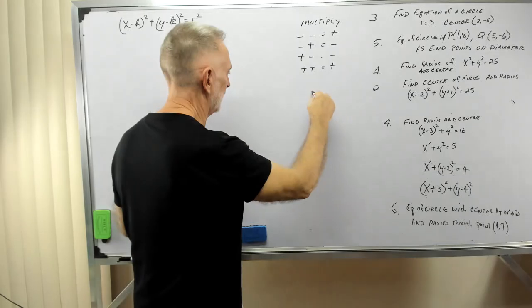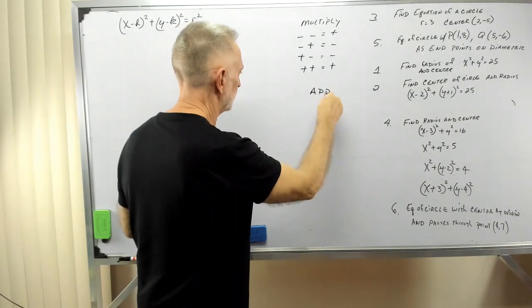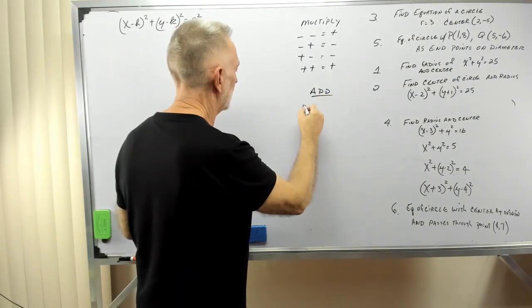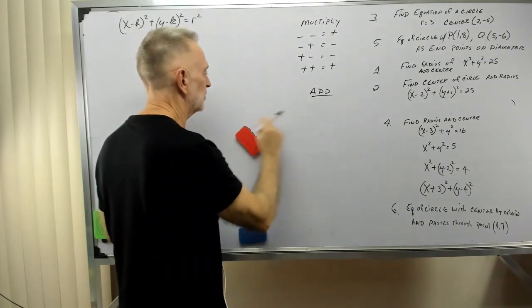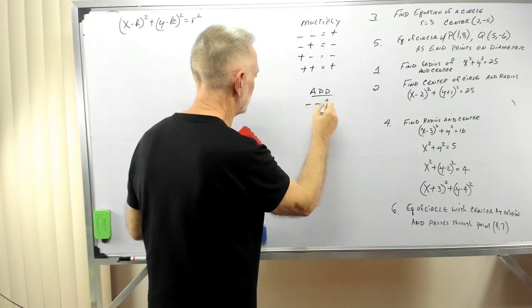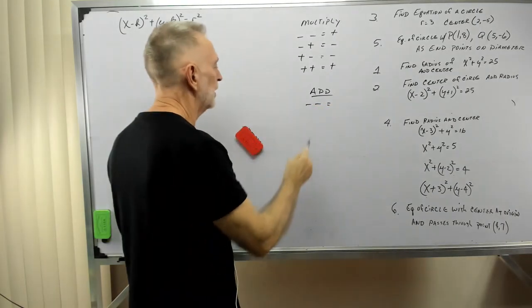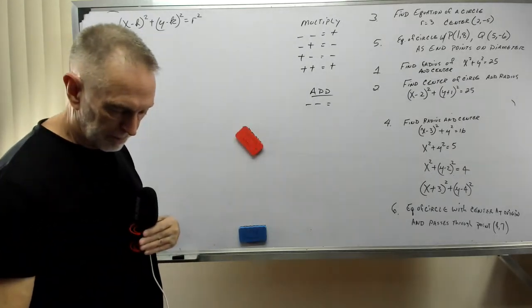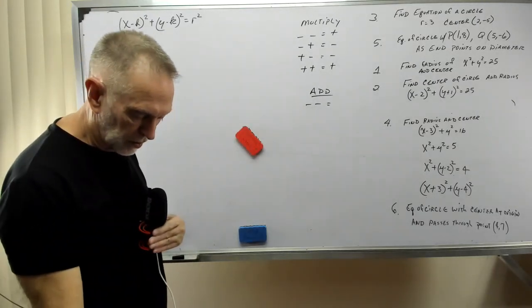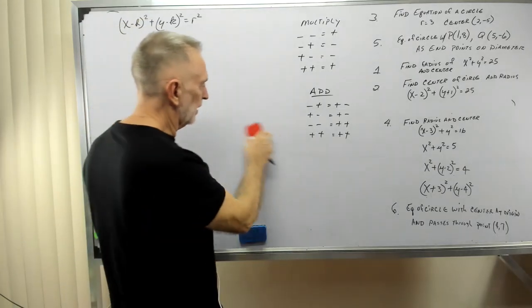When you're adding, if I'm adding a negative plus a negative, I'm adding a negative plus a negative, okay? Let me pause. Okay, I went ahead and wrote the chart down.